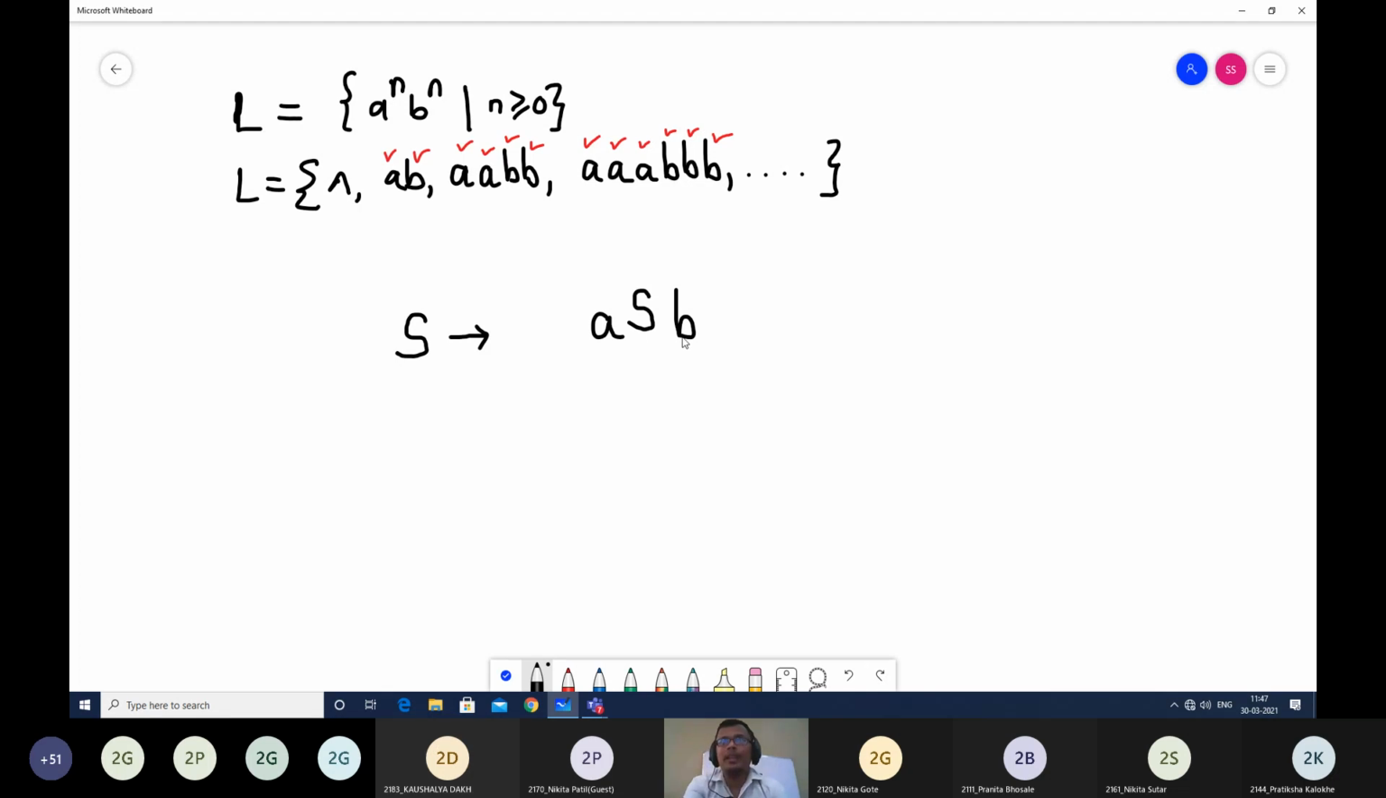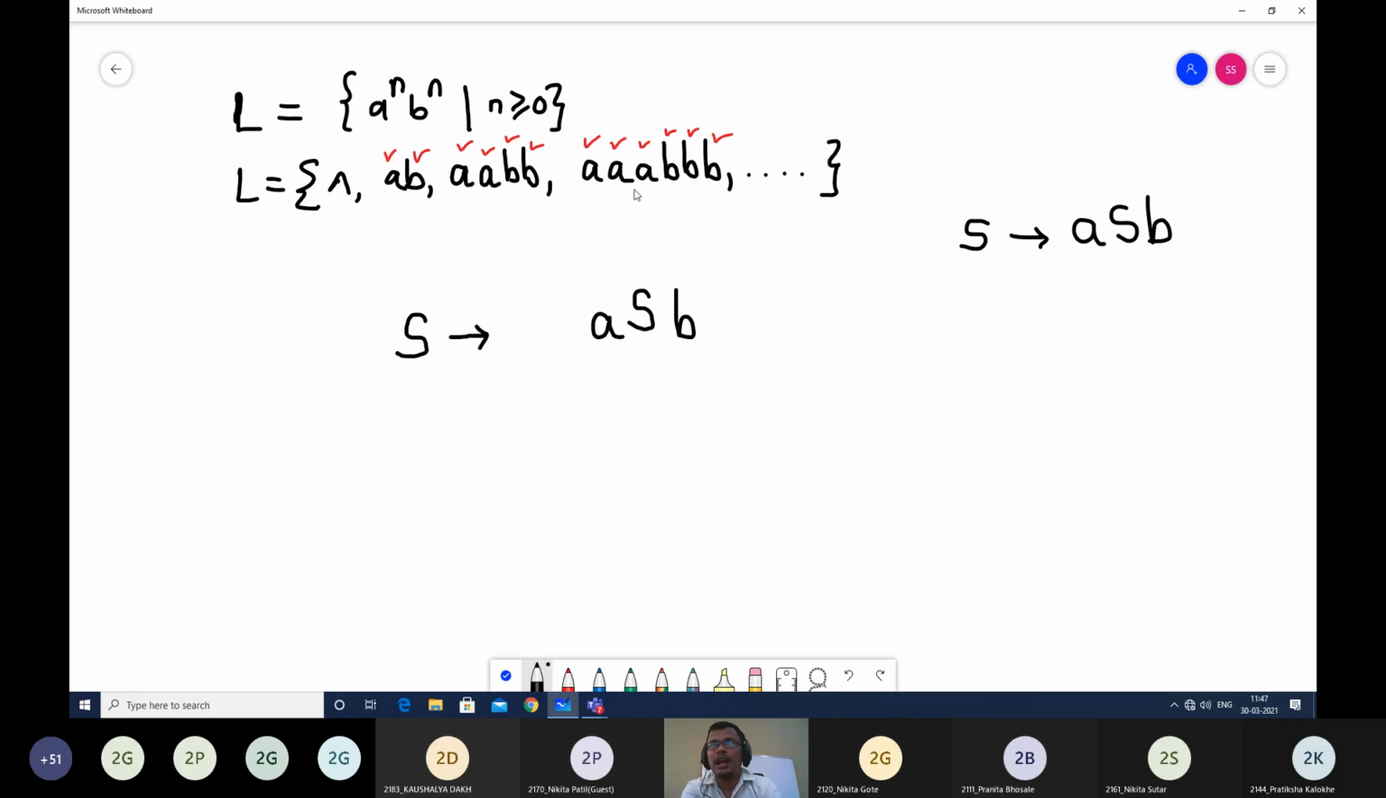Say for example, I want to generate a string like AB. So I will apply S gives ASB. So I will be done with one A and one B. Are you getting this?